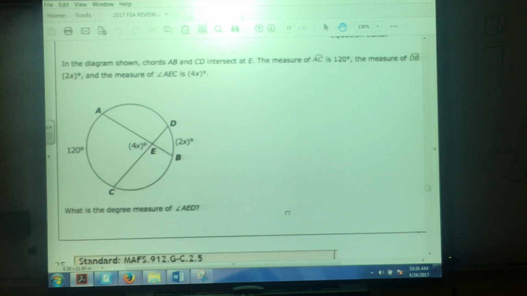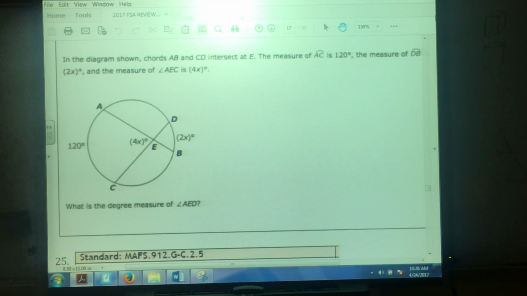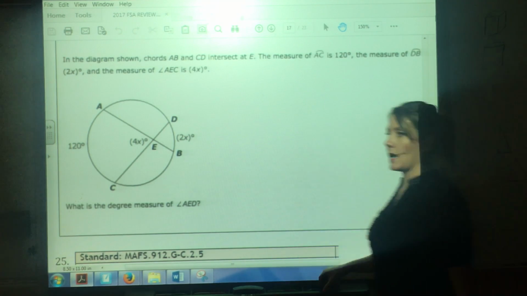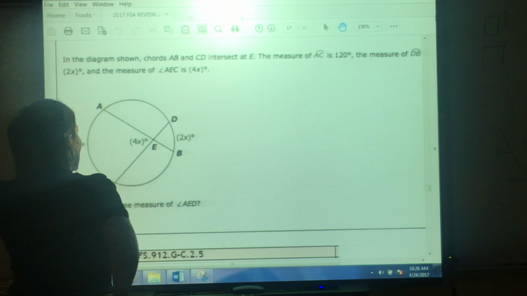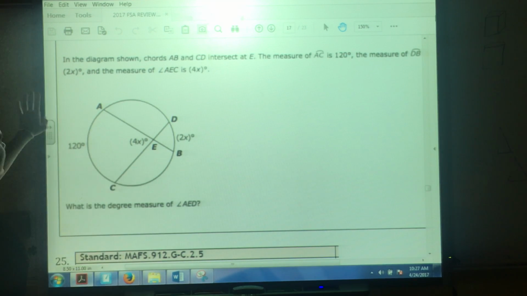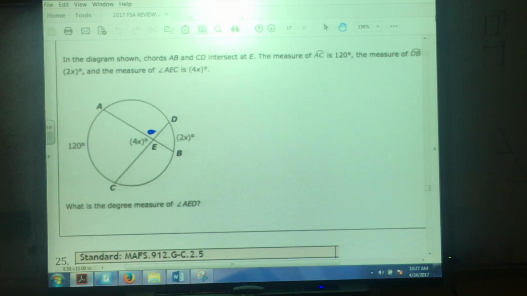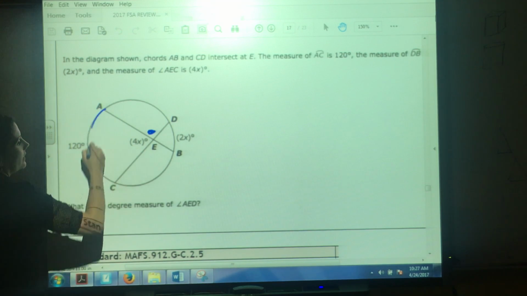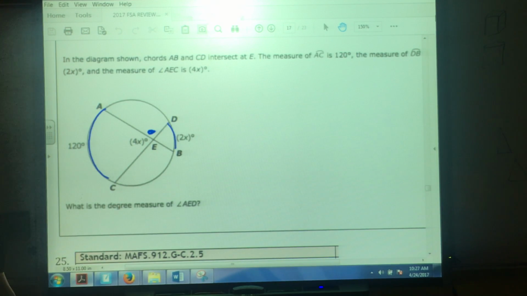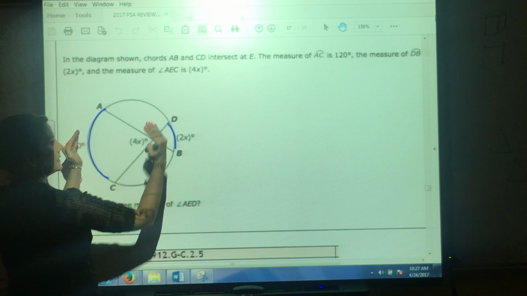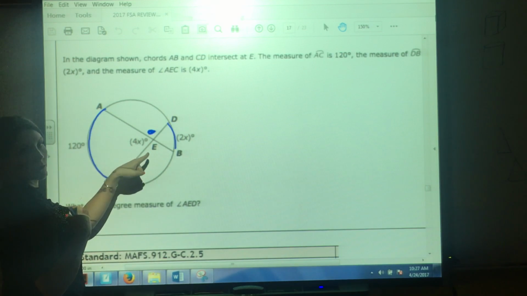Alright, this one here. In the diagram shown, this is a great problem. We've seen this a couple times. It's asking us for the degree measure of AED. That's important. Don't get this one wrong. You guys have seen this problem before. Here's the deal. We know that this plus this divided by 2 gives us the angle on the inside. Remember these? This plus this divided by 2 gives us that.